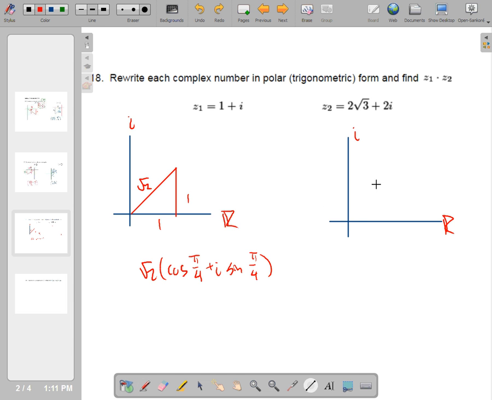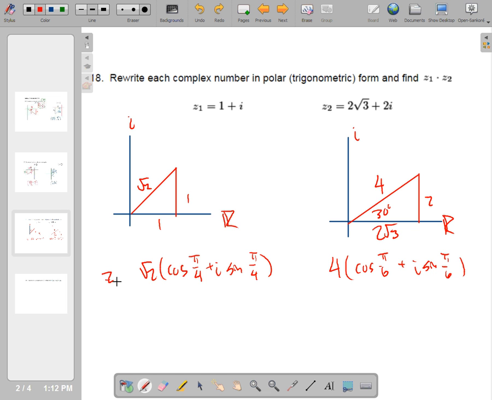Same thing here, 2 radical 3 and then 2. This is 2 radical 3, this is 2, which if I do Pythagorean theorem, this is going to be 4 times 3 is 12, plus 4 squared is 16. So now I know the radius is 4, and this is cosine of, what's the angle there? The sine is 2 over 4. The sine is 1/2, that's 30 degrees, so that's pi over 6, plus i sine of pi over 6.